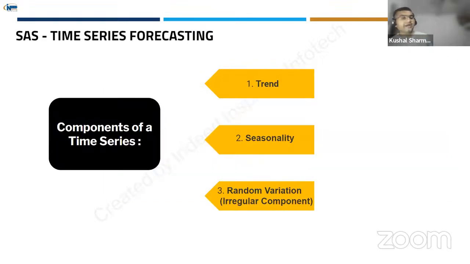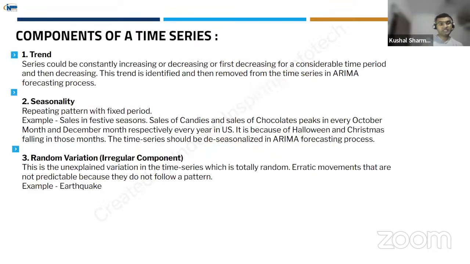Let's move ahead and try to understand the components inside time series. We have trend, we have seasonality, and we have random variation. Three components are there, and let us discuss all of them.